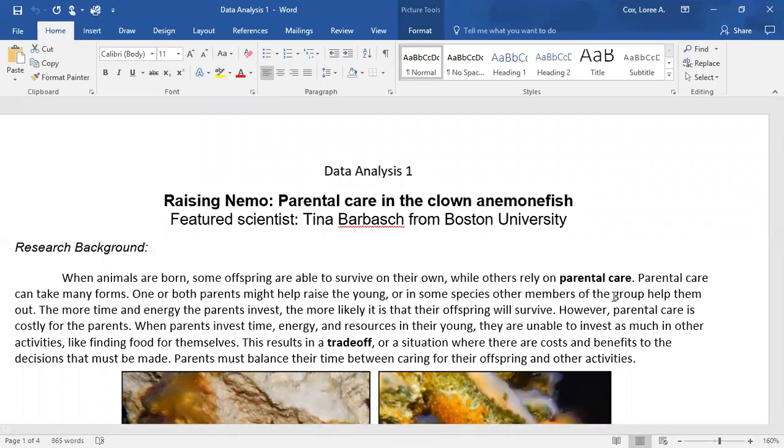This was our first data analysis practice, and this is an example of something that you are most definitely going to have to be doing on your written part of your AP test. They're going to give you an experiment, and they're going to ask you all kinds of questions about it.